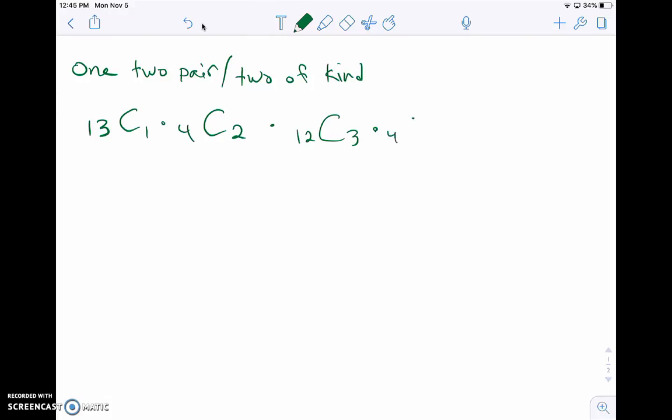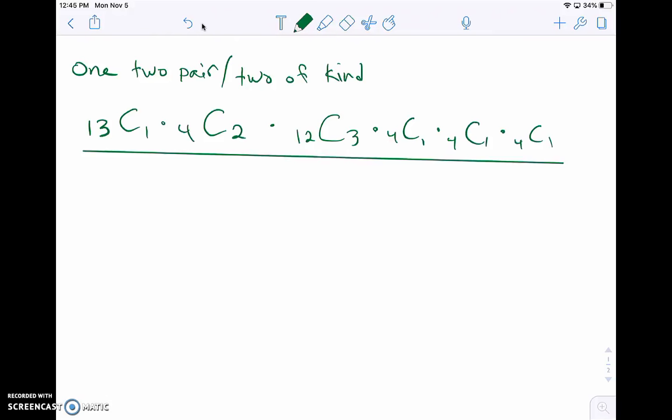So you would say 4 choose 1 for the first value, 4 choose 1 gets the suit for the second value, and 4 choose 1 gets the suit of the next value. Then you divide this monstrosity by 52 choose 5, and that will give you the probability of getting 1 pair, or 2 of a kind. I did not do this one on my calculator, so I'm going to pause this real fast and get you a number.